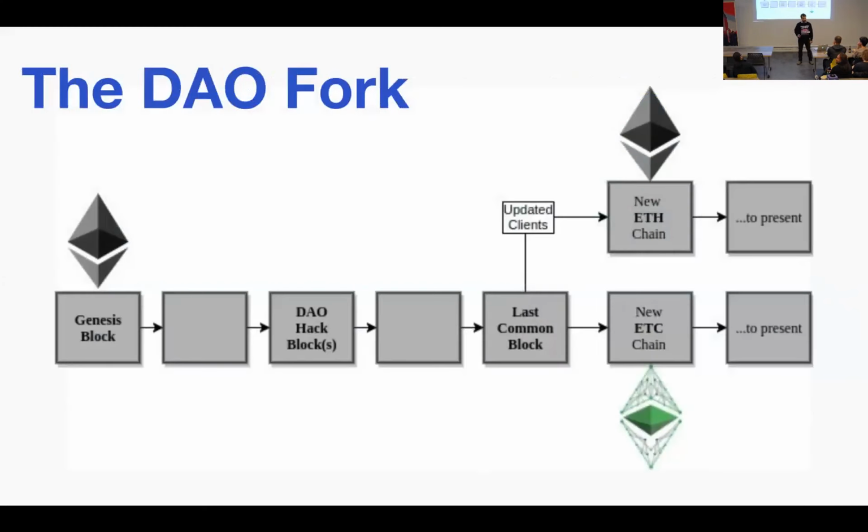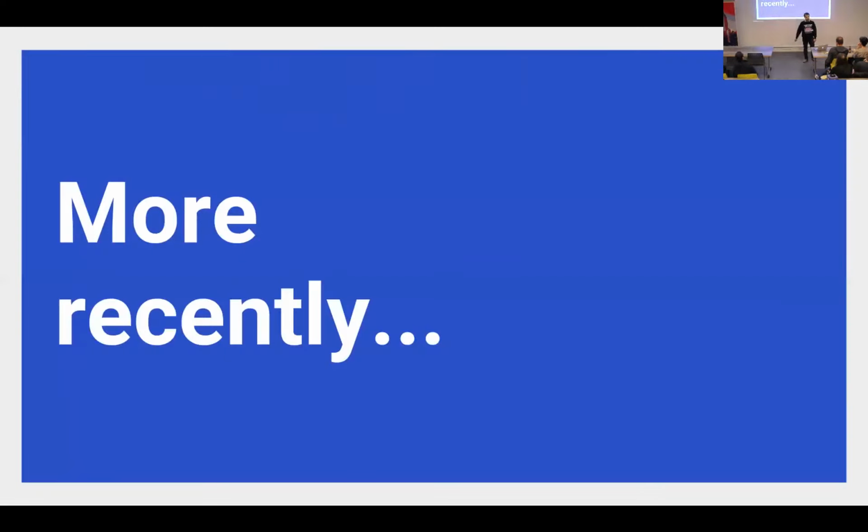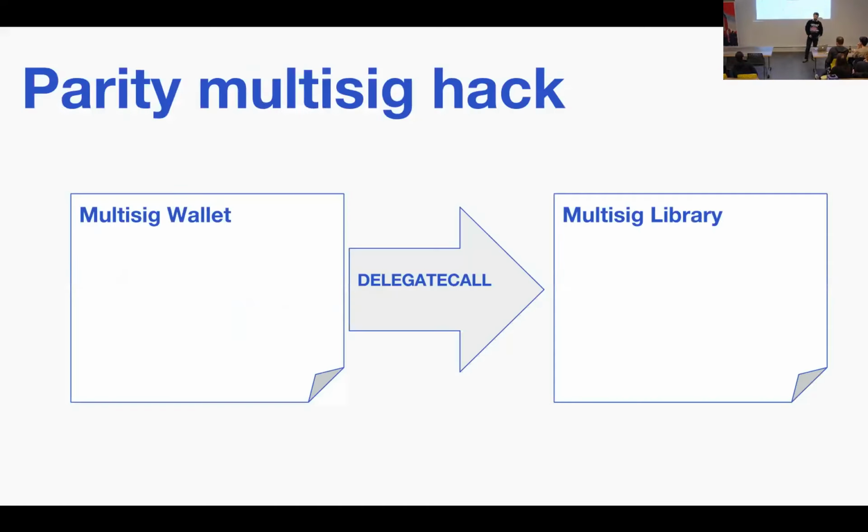Another consequence of this was the DAO fork. So the community was tremendously split about how to handle all these stolen funds. It wasn't all returned. So ultimately, a change was made to the consensus algorithm. This split the chain. We get these two different chains, these two different histories, these two different communities emerge out of it. It's fascinating. Okay, so more recently, I'm going to do the second Parity hack.